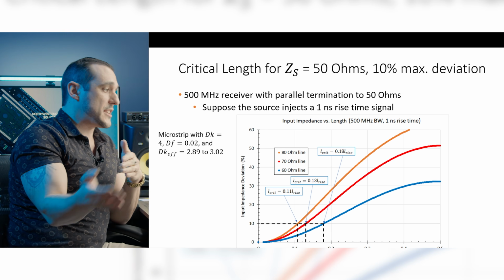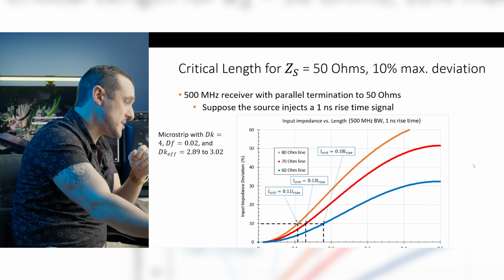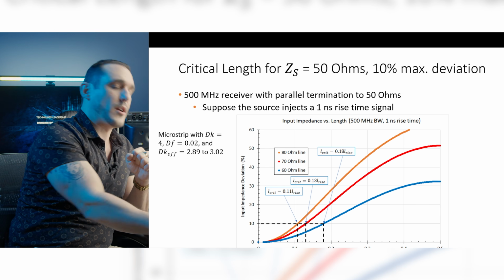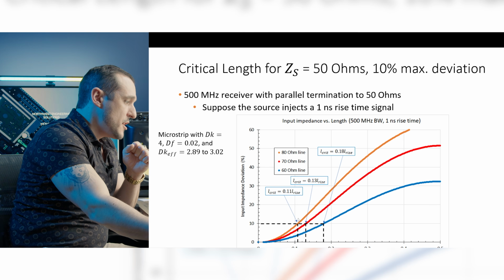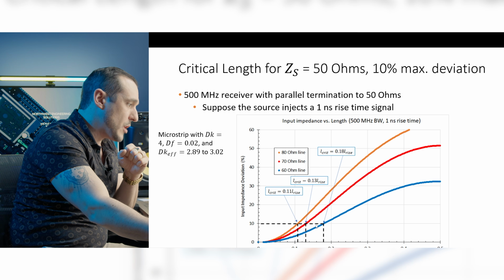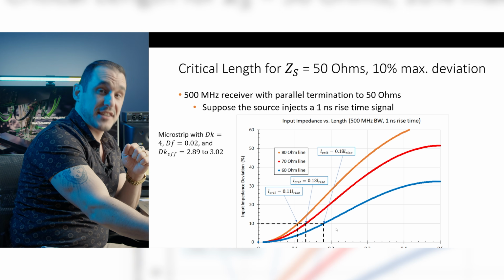Similarly, if you can only accept a 10% maximum deviation in your input impedance, you'll see that the critical lengths for these signals tend to be shorter. So at a 10% impedance deviation, you'll see here that we can only accept a 10% critical length for an 80 ohm line, whereas we can accept almost a 20% critical length on a 60 ohm line.